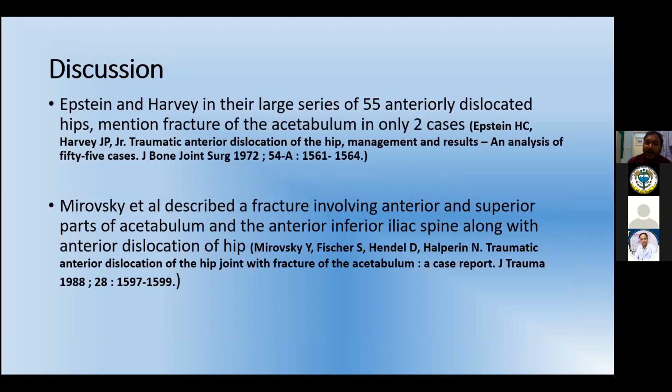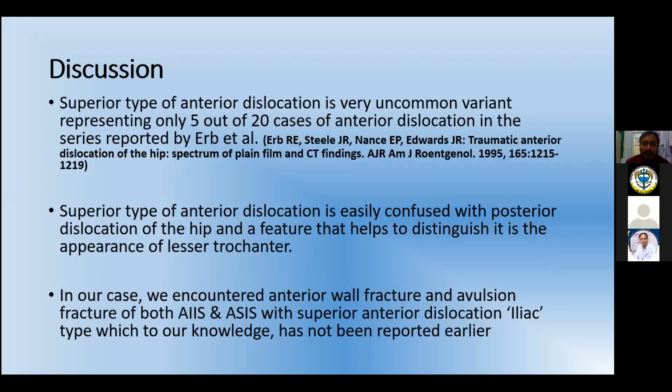Epstein and Harvey, in their large series of 55 anteriorly dislocated hips, mentioned fracture of the acetabulum only in 2 cases. Miloski et al. described a fracture involving the anterior and superior part of the acetabulum and the anterior inferior iliac spine along with anterior dislocation of the hip. The superior type of dislocation is a very uncommon variant, representing only 5 out of 20 anterior dislocations in the series reported by Abe et al.